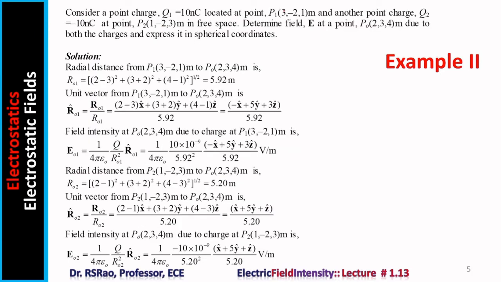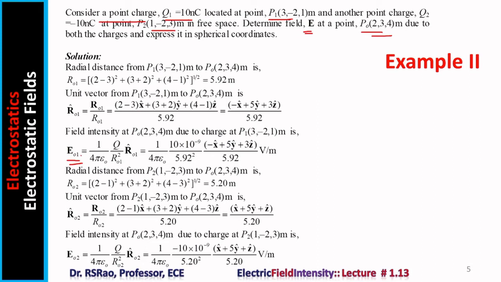We consider another problem, example 2. Consider a point charge Q1 of 10 nanocoulombs at P1, another point charge of minus 10 nanocoulombs at P2 in free space, and we are asked to find out field intensity at another point. This is field point (2, 3, 4) due to these charges. Field intensity due to point charge can be written like this, in coordinate free form.